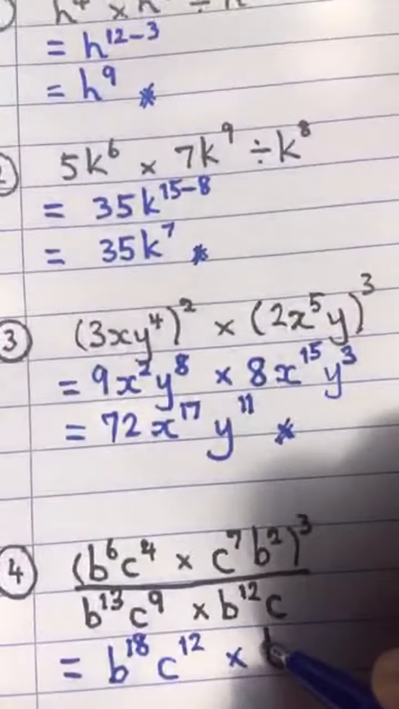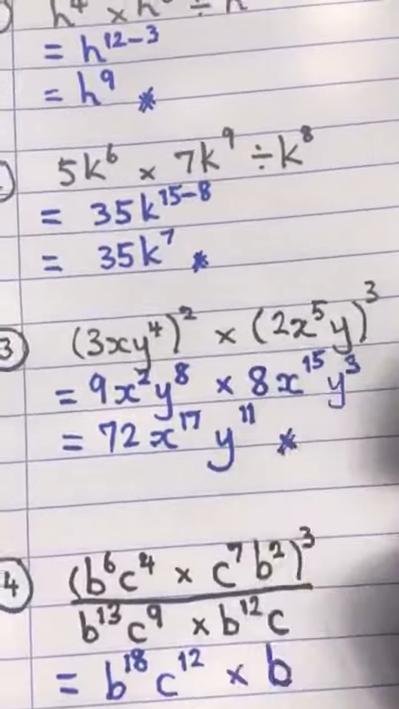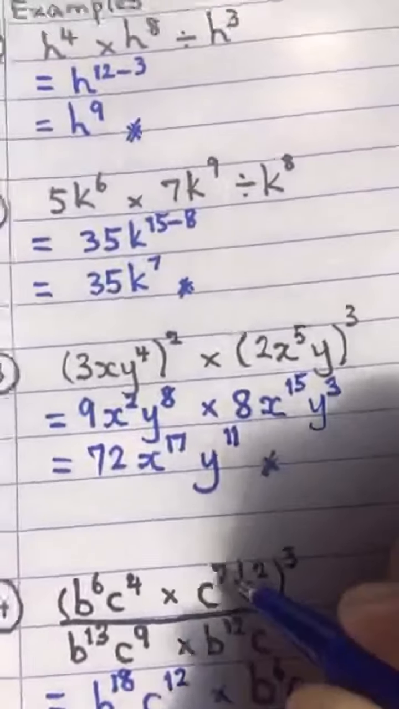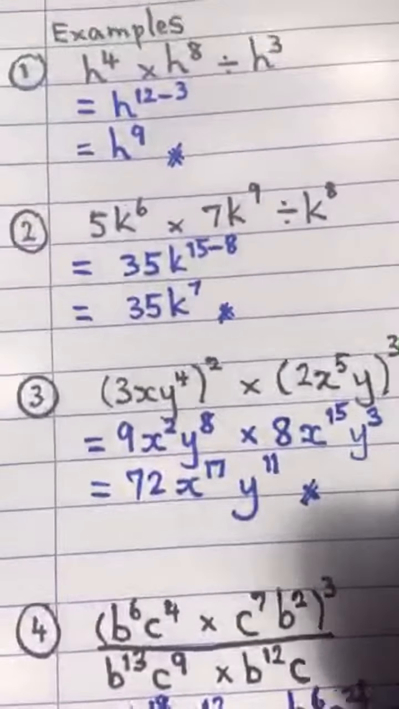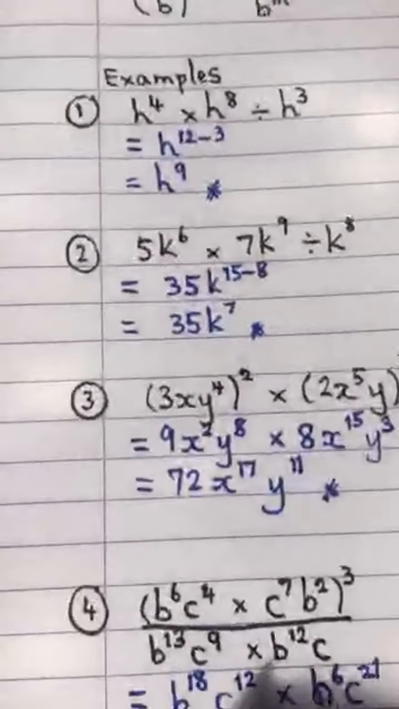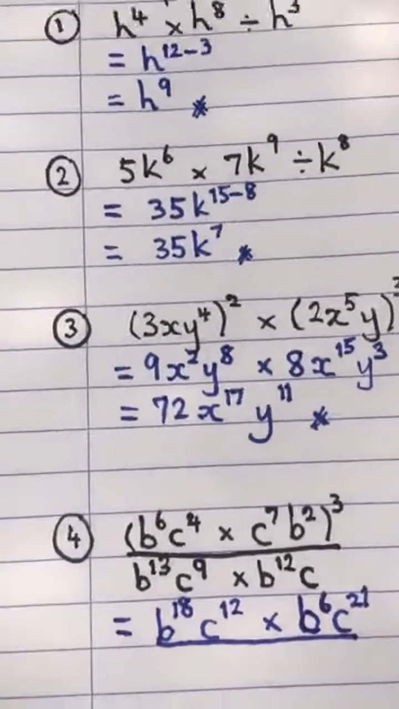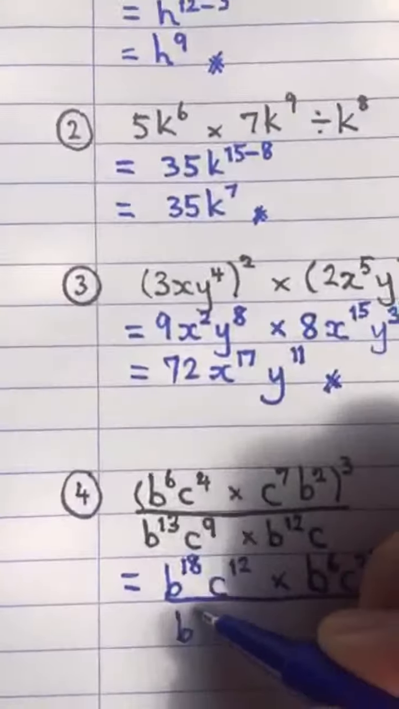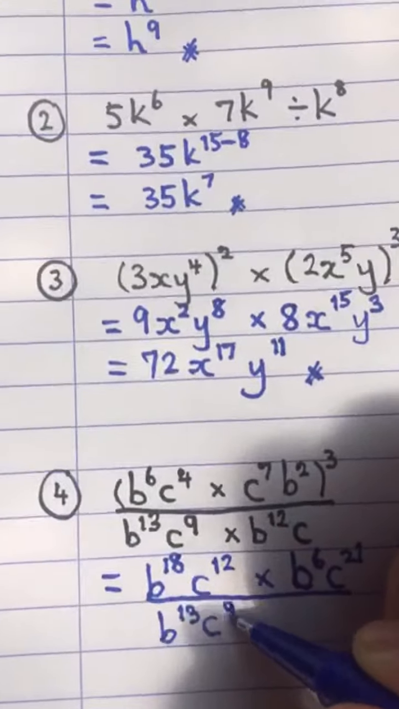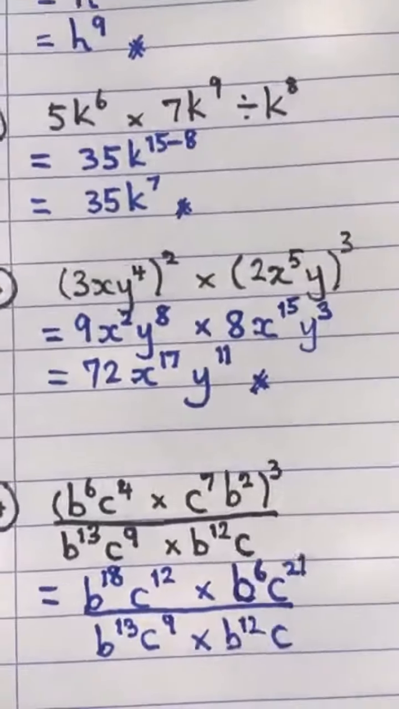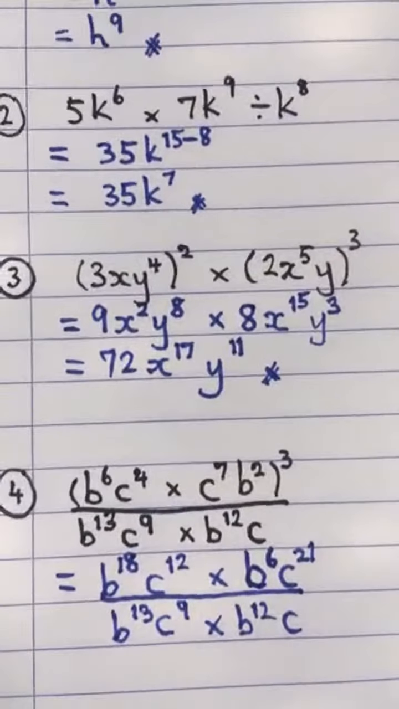Can I write b first? Okay, b first: 2 times 3 will be 6. You can switch around. Then c: 7 times 3 will be 21. So this is what we get when you open the bracket above. The whole thing is divided by b 13, c 9 times b 12 and then c. I'll just copy everything. Now we're going to combine all the b and c.